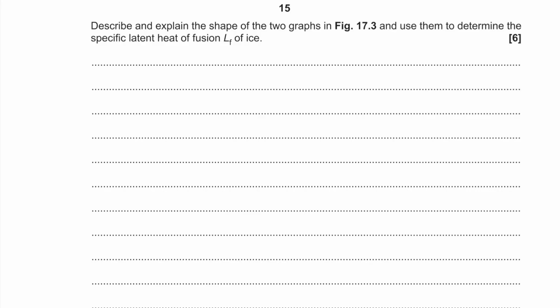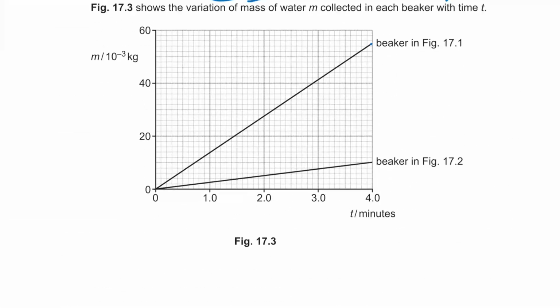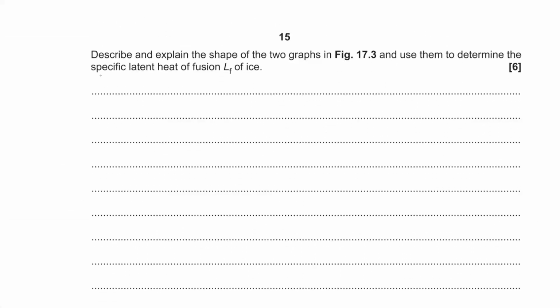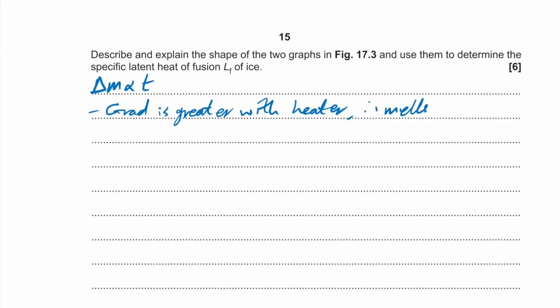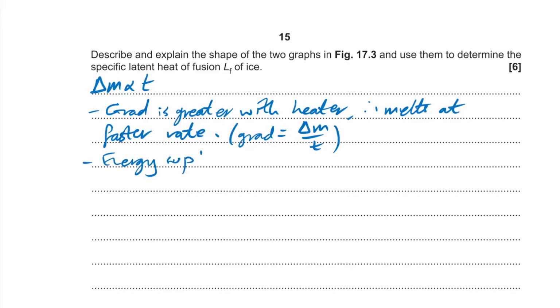Okay, so we can see from our graphs up here that mass is proportional to the time. So the change in mass is proportional to time, the mass of ice melted, that is. What can we see from the two graphs? Gradient is greater with heater, therefore melts at faster rate, as the gradient is equal to delta m divided by delta t, change in time. If there's a constant gradient, that means that energy is supplied at constant rate in both cases. What else can we say?